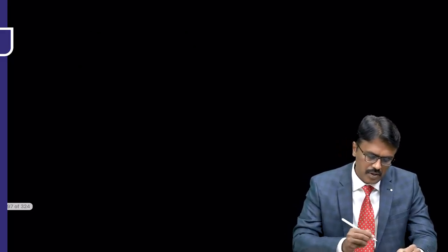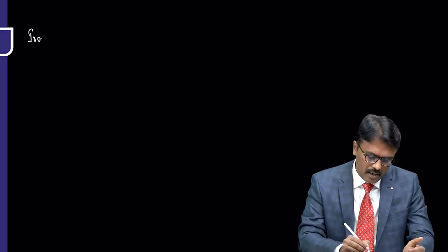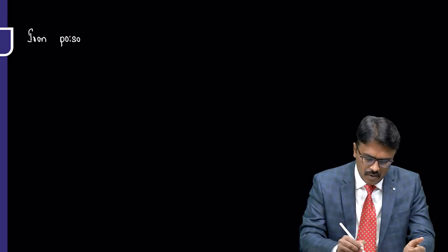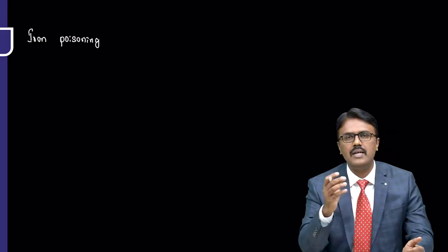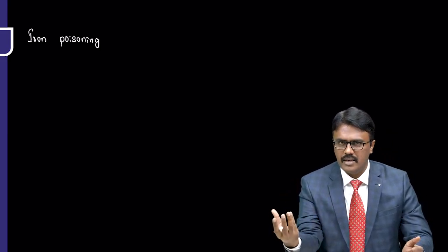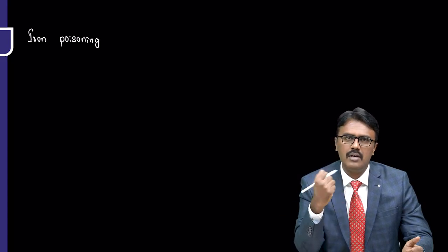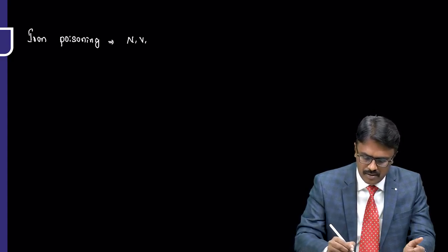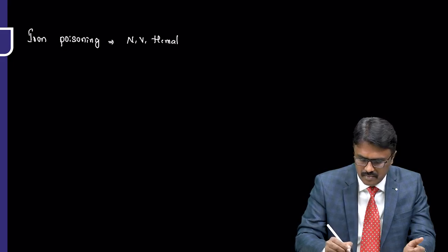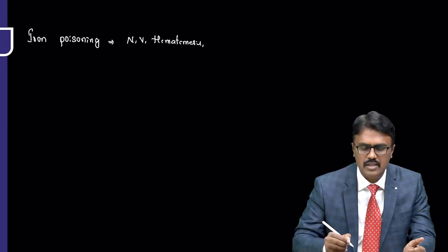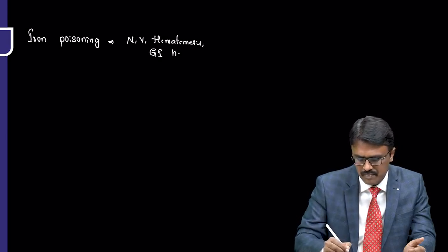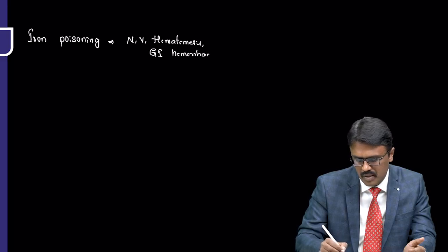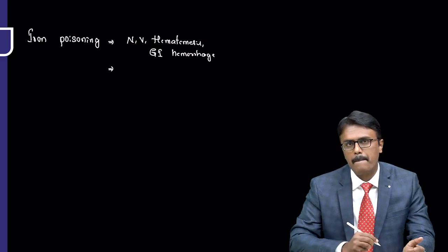Another important thing you need to understand is iron poisoning. It's a topic correlated with forensic medicine, but still a patient may end up with iron poisoning. Now, which patient can have iron poisoning? For example, a child. You would have kept an iron capsule and a baby may swallow that capsule and come to the casualty. Whenever there is iron poisoning, the child will have nausea, vomiting, hematemesis. So, there is a chance of GI hemorrhage. This is typically seen.